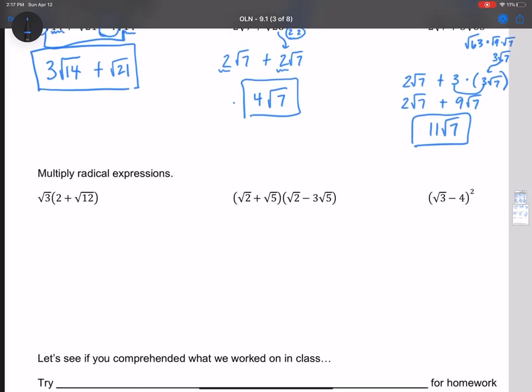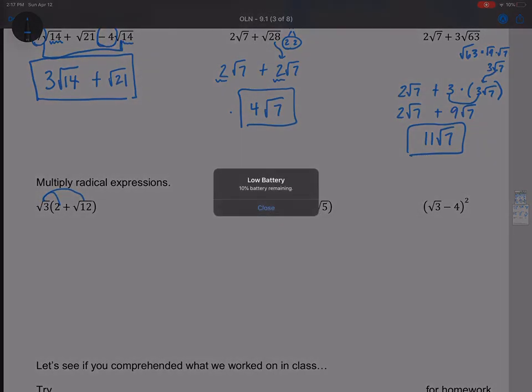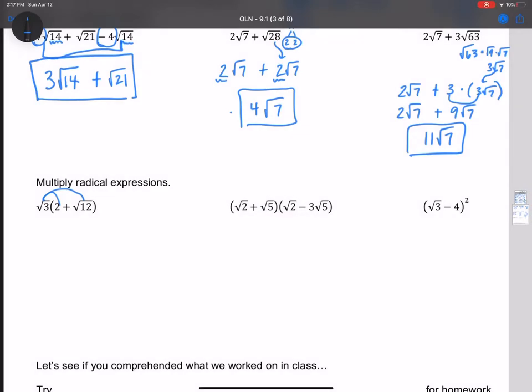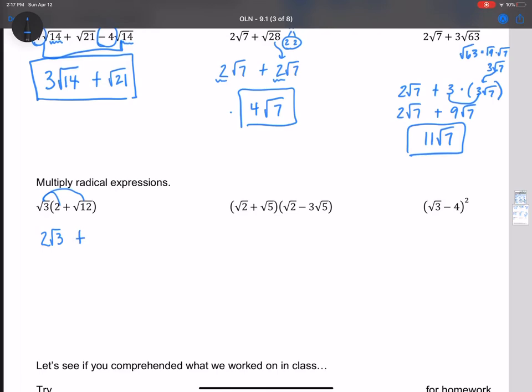All right, if you look at the last few. The first one is just one term multiplied by a binomial, which means you get to distribute. All right. 2 square root 3 is the first thing, because one is outside the square root, one is under the square root. And then the next one is the square root of 3 times the square root of 12, which is the square root of 36. 2 square root 3 plus the square root of 36 is 6. Those cannot combine together because they are not like terms. So it leaves it like that.